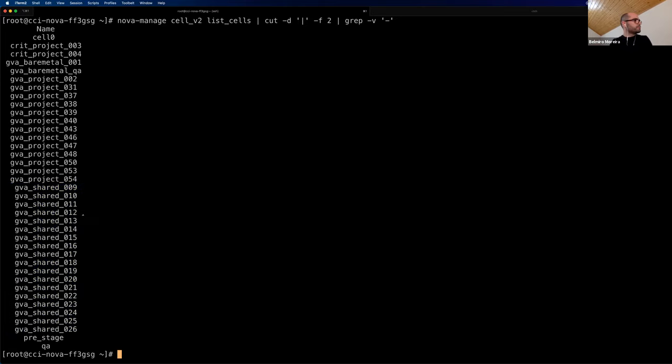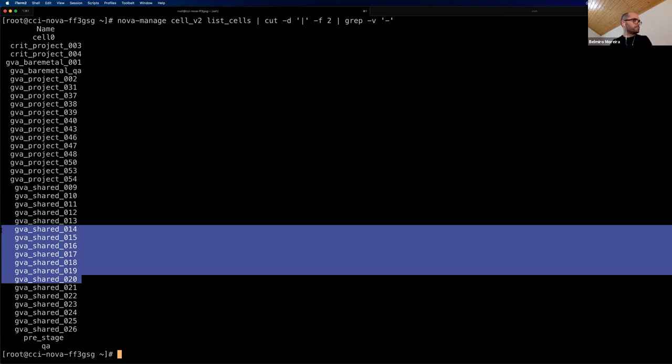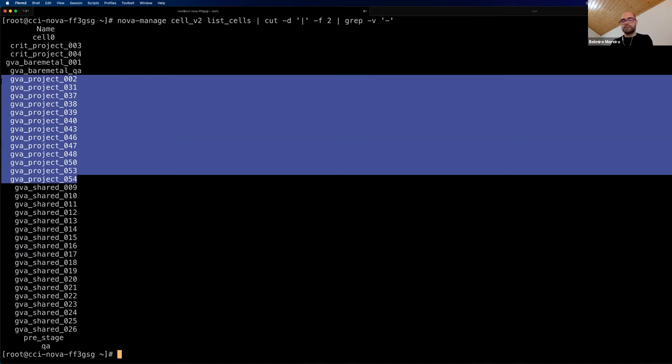Groups of these cells will be one availability zone. For example, we have three availability zones. We group them like this. And then we have all these GVA projects. These are dedicated cells that we have for specific projects. And those projects can only create instances in those cells, and all the other users cannot touch them.